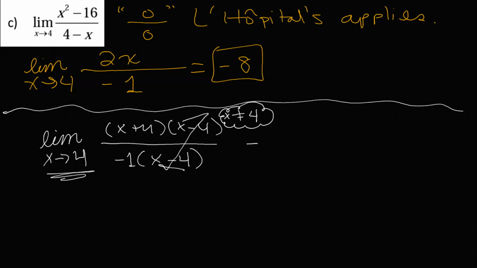Okay, so now when we plug in 4, 4 plus 4 is 8, and 8 divided by negative 1 is going to be negative 8. Same answer, just two different ways.